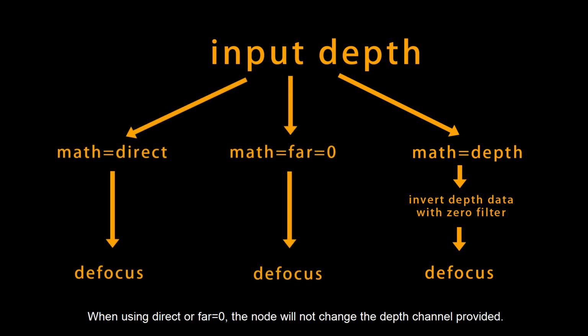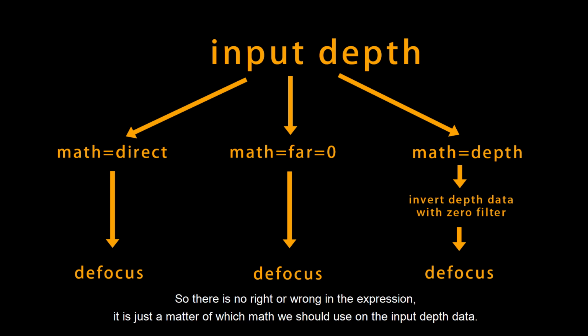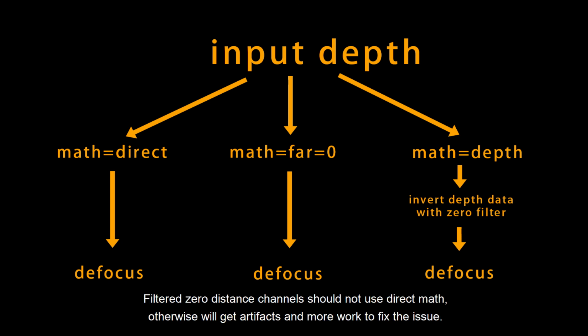When using direct or far equals zero, the node will not change the depth channel provided. It will process directly the value we provided from the depth channel. So there is no right or wrong in the expression, it is just a matter of which math we should use on the input depth data. Filtered zero distance channels should not use direct math, otherwise we'll get artifacts and more work to fix the issue.